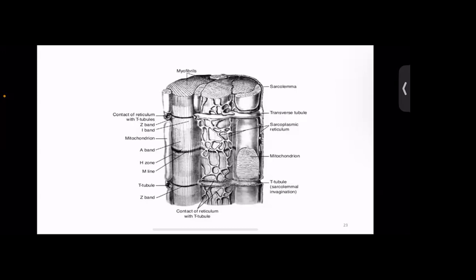You can see the myofibrils, the transverse tubules that help in movement of calcium for contraction, the mitochondria, then the very specialized cell junctions, and the lines that we need to learn: the Z bands, the M lines, the H lines, we'll see them later, and then the A bands.